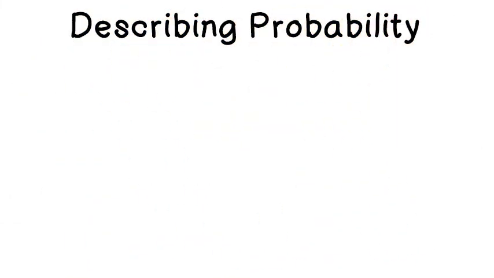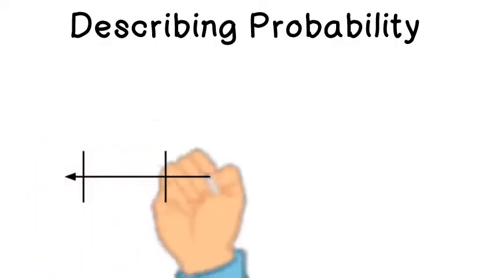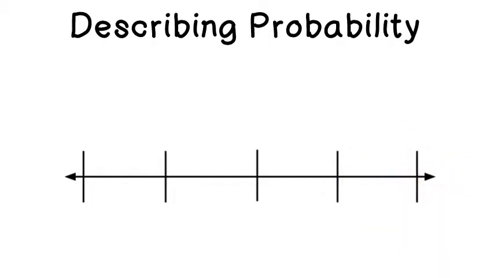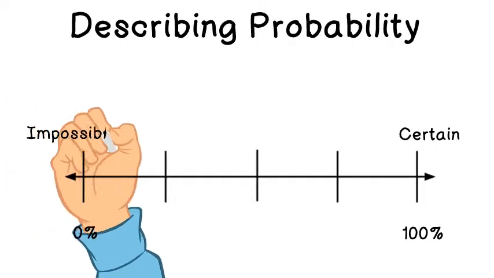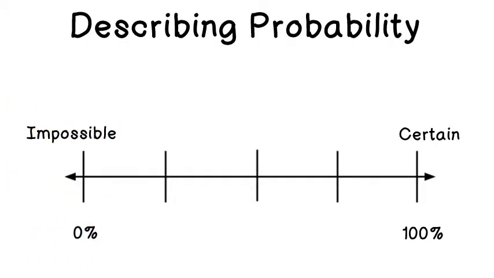Let's talk about describing probability. Well, we know probability can start at 0% and go all the way up to 100%. We would call the 100% possibility certain, and a 0% possibility would be impossible. So those are words we use when we mean the absolute 100% or 0%.